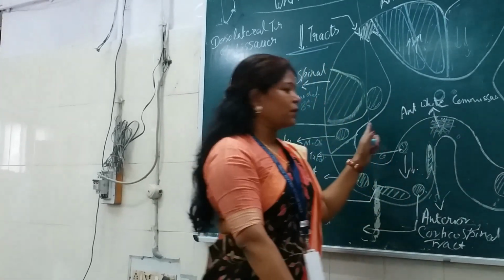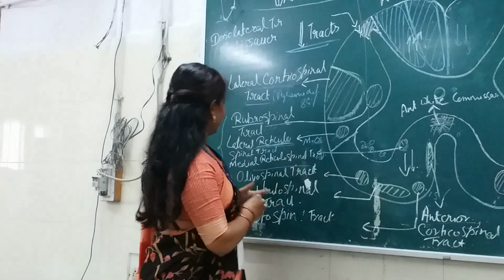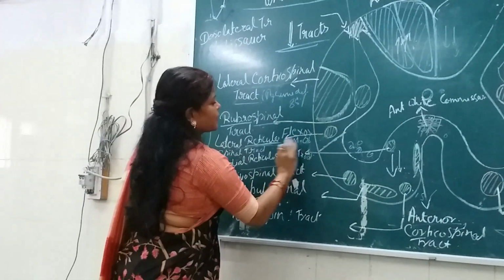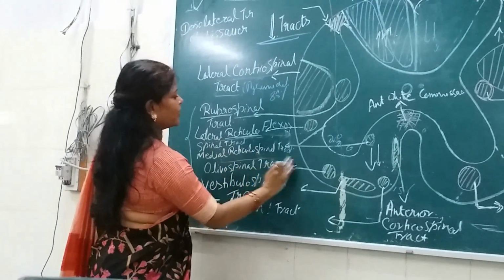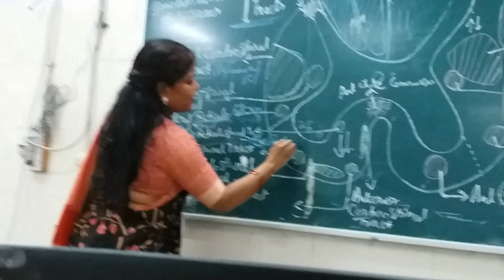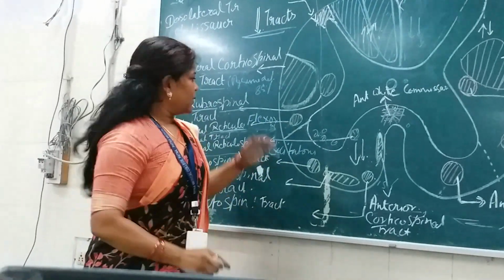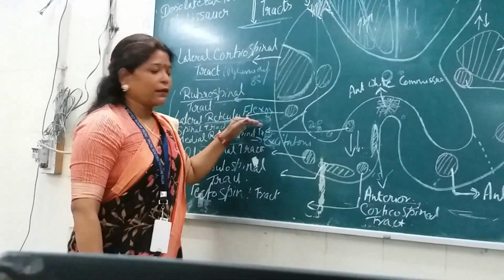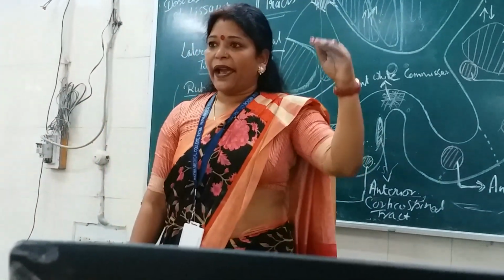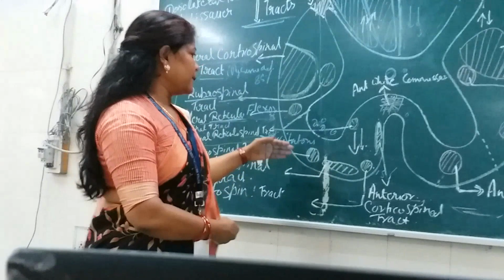extensor, just opposite to that. It has an excitatory effect on the flexor muscles. Okay, it is like that. One tract influences the flexor group, another tract has influence on the extensor group. So this is like that.